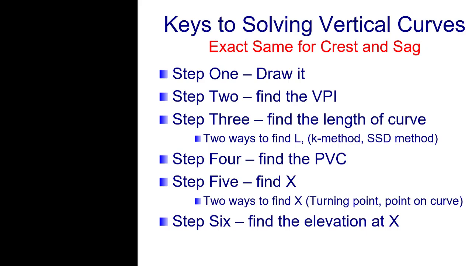Keys to solving vertical curves. They're the exact same for both crest and sag curves. Step 1, go ahead and draw it. Step 2, find the VPI. Step 3, find the length of the curve. There are 2 ways to find it, the L method and the K method, which both involve the SSD method. Step 4, find the PVC. Step 5, find X. There are 2 ways to find X, the turning point and the point on the curve. Step 6, find the elevation of X. At this point, I would recommend that you go through these 6 steps again when you're studying for the exam.